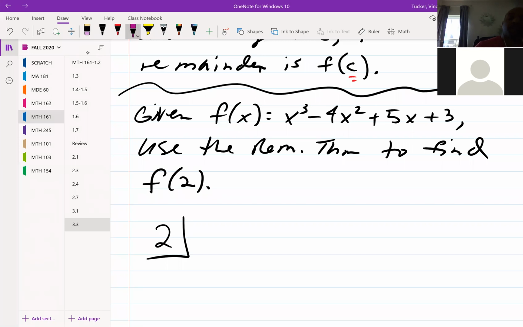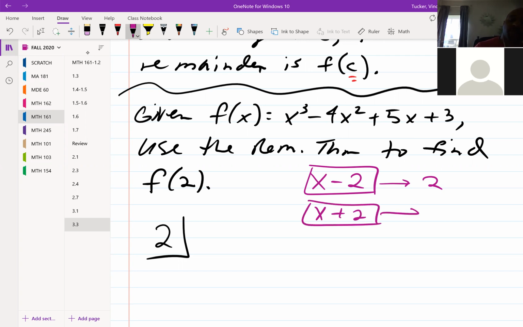So just keep in mind that the only time you use opposite signs is if they give you the information this way, where your divisor is set up like this. If it's x minus 2, that means I need to be using 2. If it's x plus 2, then I need to be using negative 2. Outside of that, they're going to give you the value that they want you to use. So if they give it to you with the variable in this expression form, you would be using the opposite sign. But if they just give you the number, you use the number that they give you.